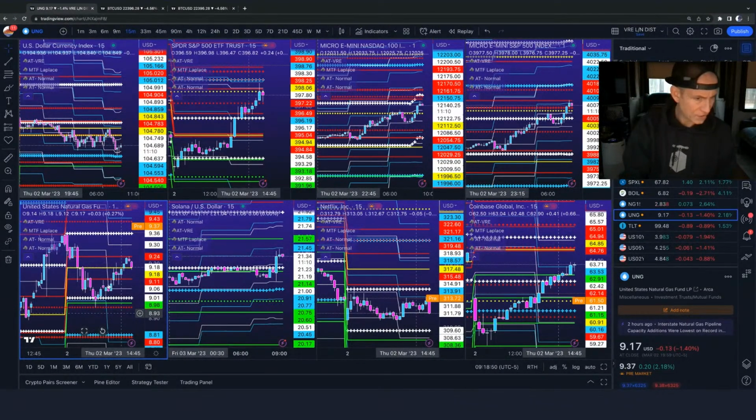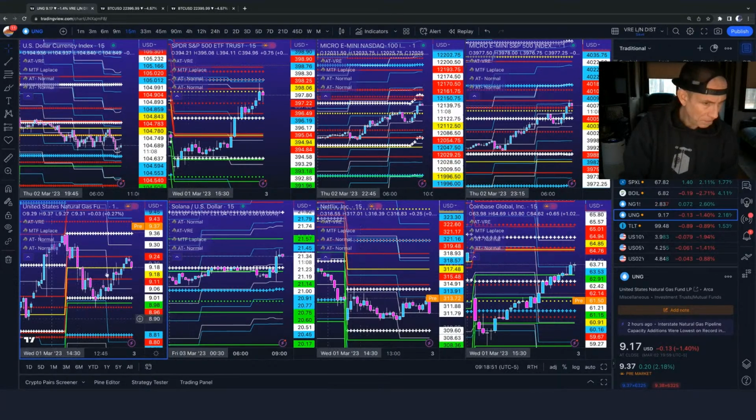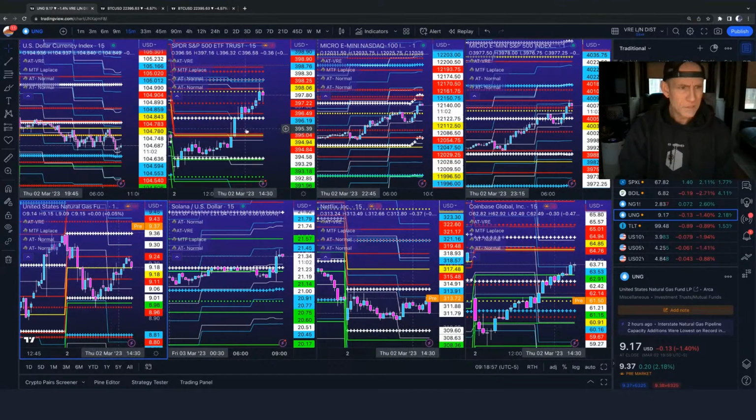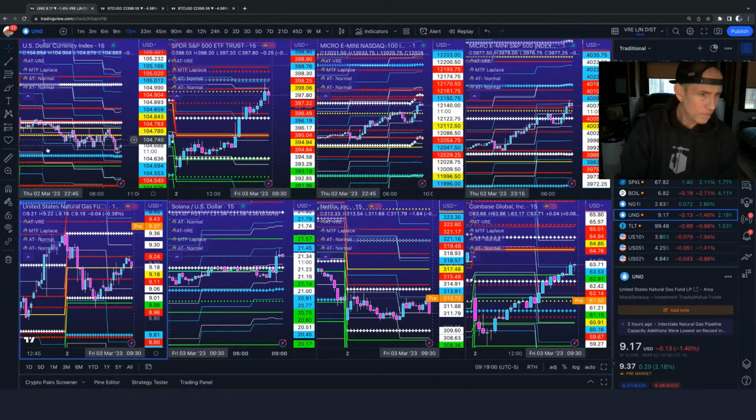I am in a natural gas trade, in a March expiration, though. We've got a couple weeks, so we're good. Let me see if anything else is sticking out.